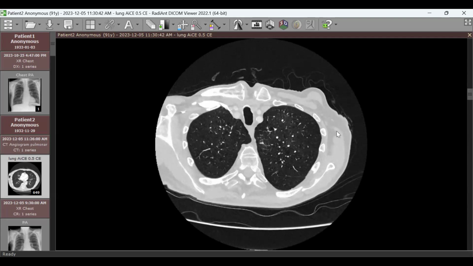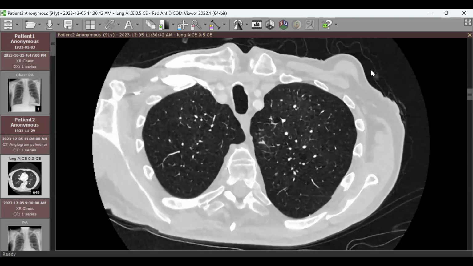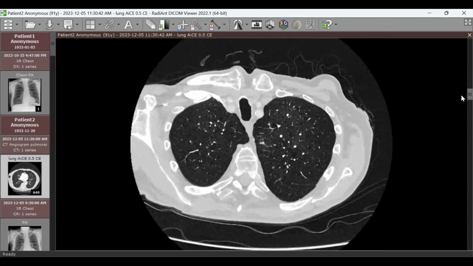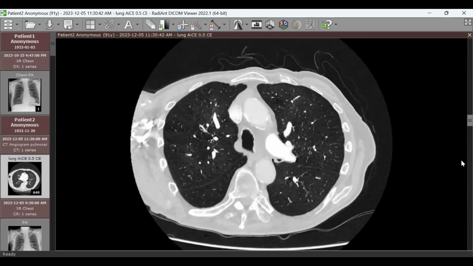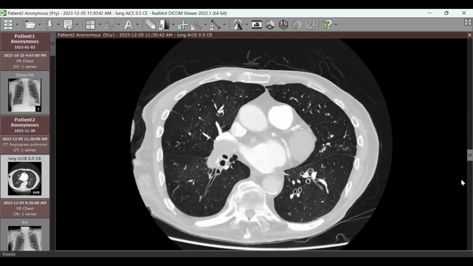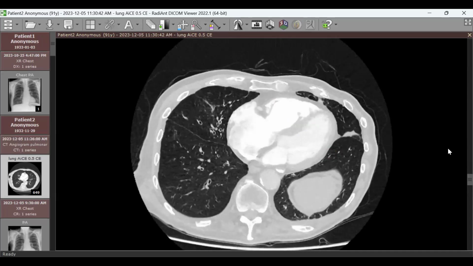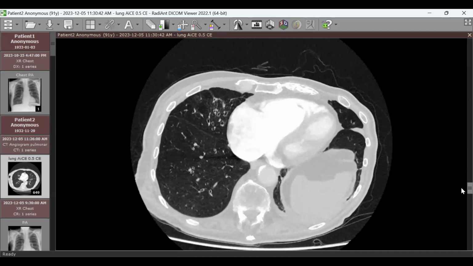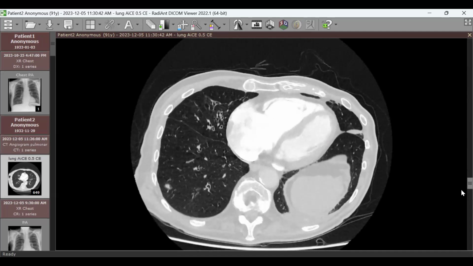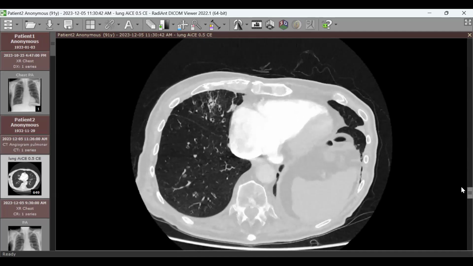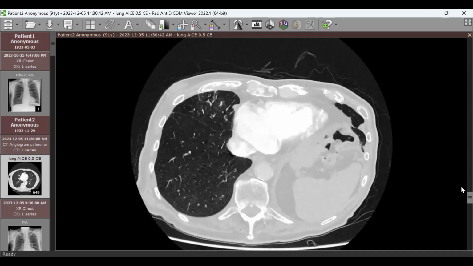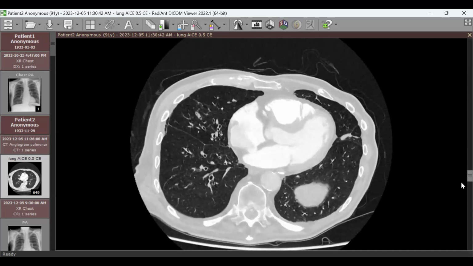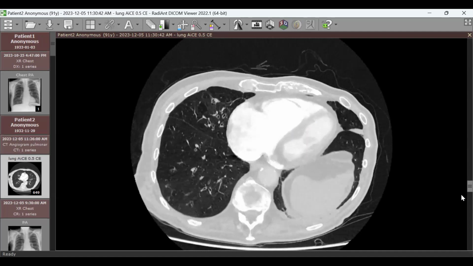There is centrilobular emphysematous change in both upper lobes, and here there is a bronchiectasis change in the right middle lobe. Good. Bronchiectasis. So I think the patient has mucus plugging, and also COPD, chronic obstructive lung disease, maybe because of these findings, emphysema and bronchiectasis.